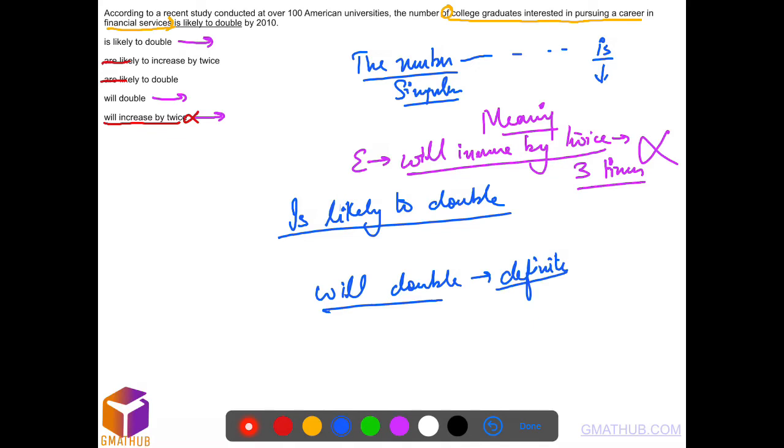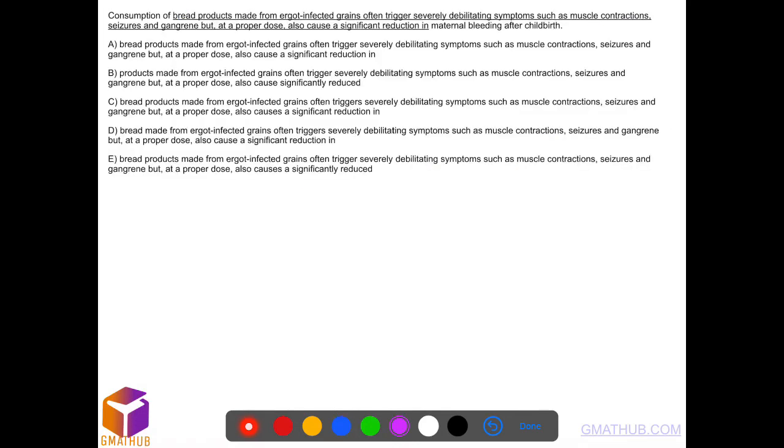We're talking about some study, okay? We conducted some survey, some study, and we are trying to make a prediction based upon that. Can we be definite about it? No. "Is likely to double" is the right usage. That's the right answer.